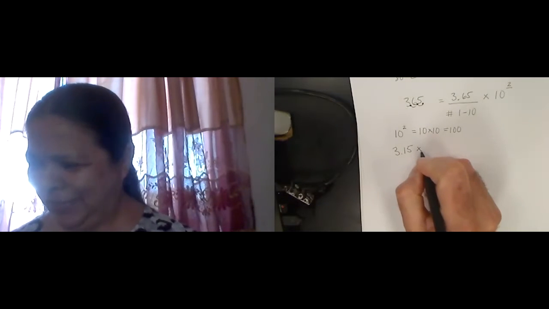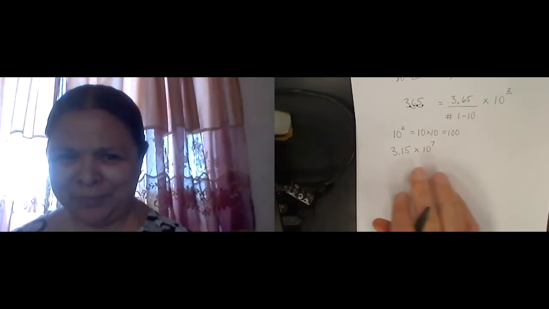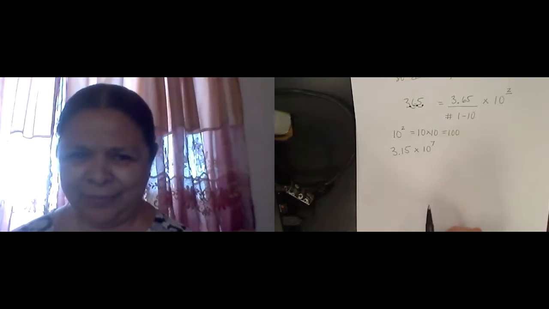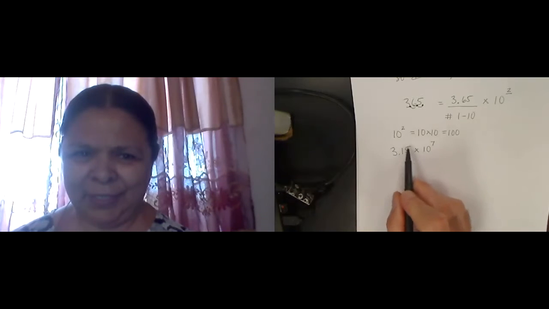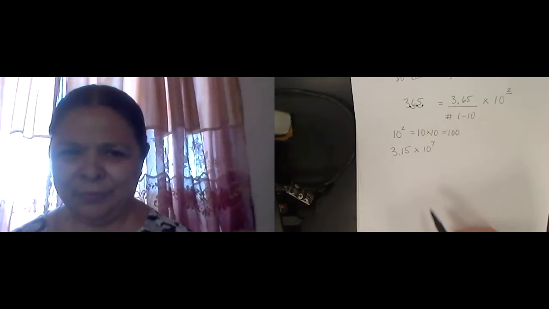Now, usually the numbers we're going to have are going to be much, much bigger. So I'm going to show you a number that's much bigger, okay? I'm going to write down the number 3.15 times 10 to the 7th. This is a scientific notation number. Is it in good format? Is this number between 1 and 10? Yes. And then times 10 to some power.